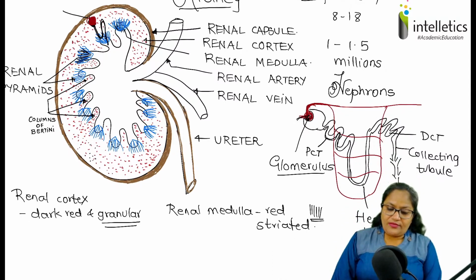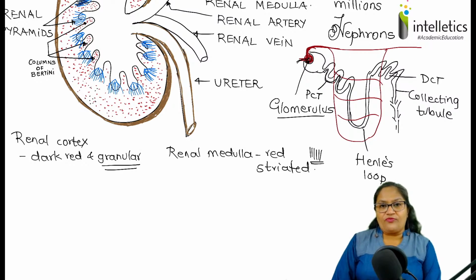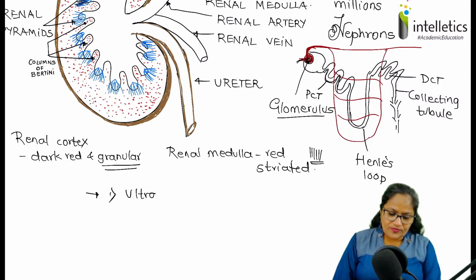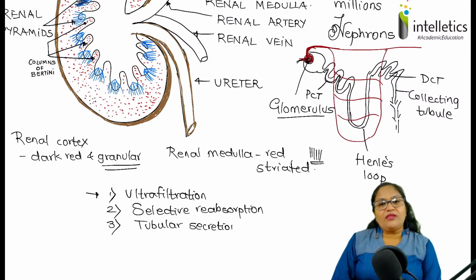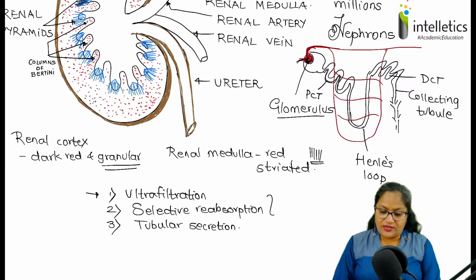Now, on the right hand side you can see that I have drawn a rough diagram of the nephron. Each nephron is going to be involved in the production of urine, of course, after filtration of blood. You might be aware that the production of urine occurs in 3 steps. The first step being ultrafiltration, the second step being selective reabsorption, and the third step being tubular secretion. All three of these steps together are the process of urine formation. Okay.